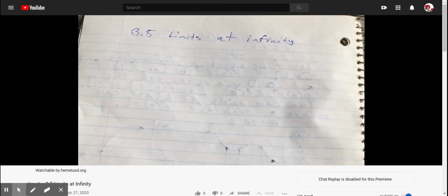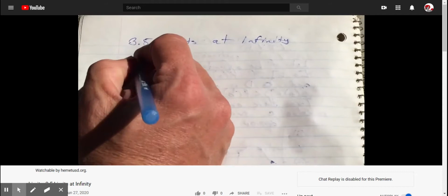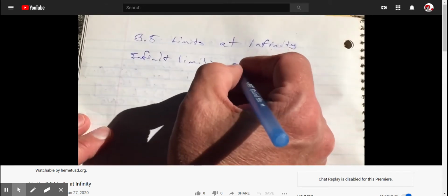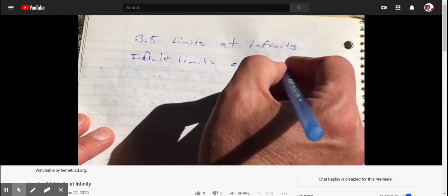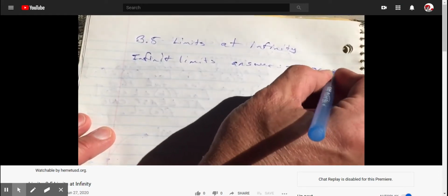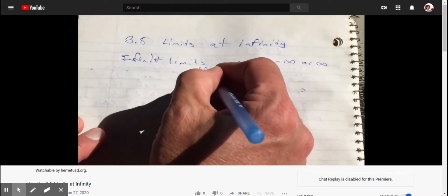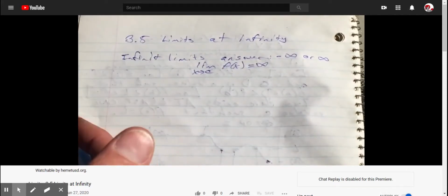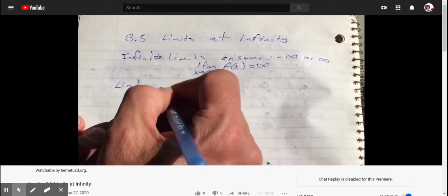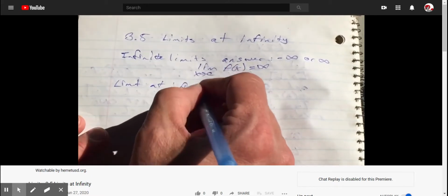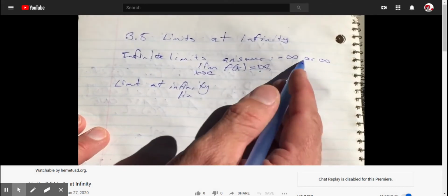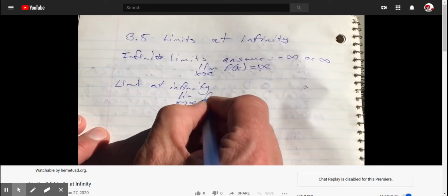So, limits at infinity. Just like infinite limits, these are really weird. The difference between the two: infinite limits mean that the answer will be negative infinity or infinity. The limit as x approaches c of f of x equals infinity, for example, would be an infinite limit. Now, a limit at infinity flips it around. Instead of y approaching infinity or negative infinity, x is going to be approaching infinity or negative infinity.